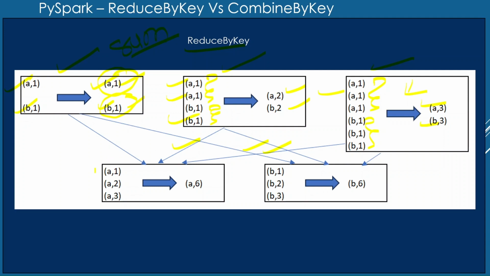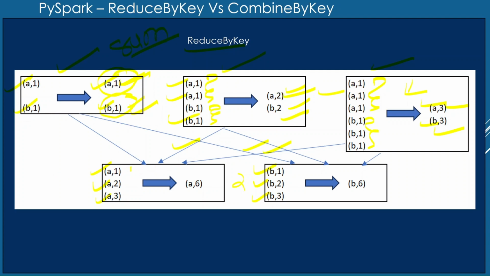And this data point is coming from here. This data point is coming from this partition. This data point is coming from this partition. This data point is coming from this partition. This data point is coming from this partition, and this data point is coming from this partition. These data points are available after shuffling. So data is shuffled from these three partitions into these two partitions.